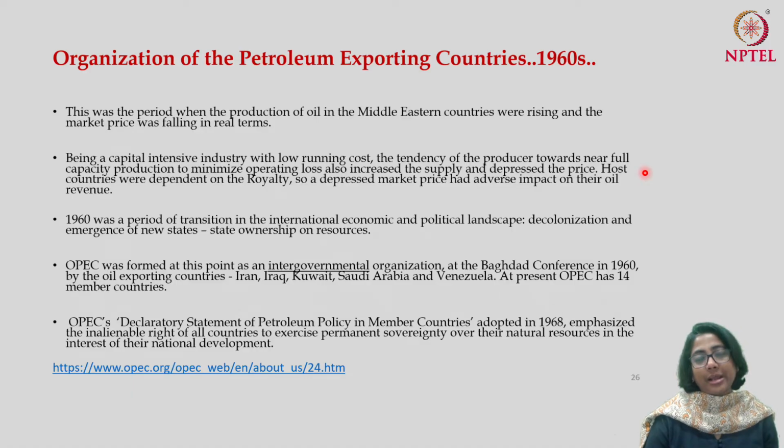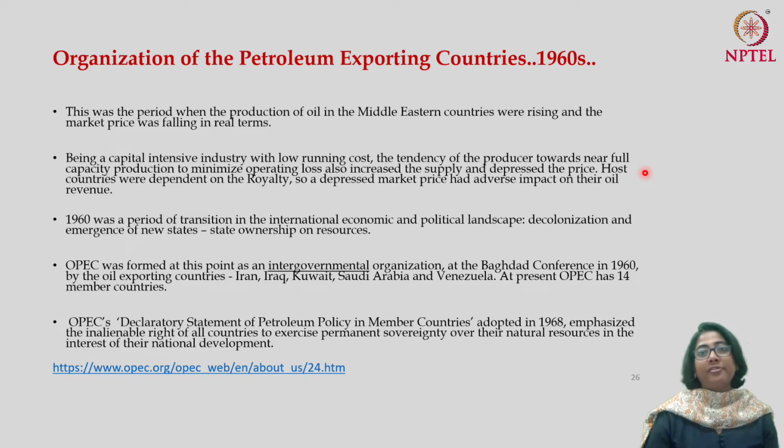This is the period at which OPEC came up, because these Middle Eastern countries realized that they can gain a lot from the market if they act together. Probably they can influence the price as well by targeting the supply, understanding the supply, understanding the demand, and then producing accordingly. So in 1960, the genesis of OPEC was the Baghdad Conference, and there were five founder members of OPEC: Iran, Iraq, Kuwait, Saudi Arabia, and Venezuela.